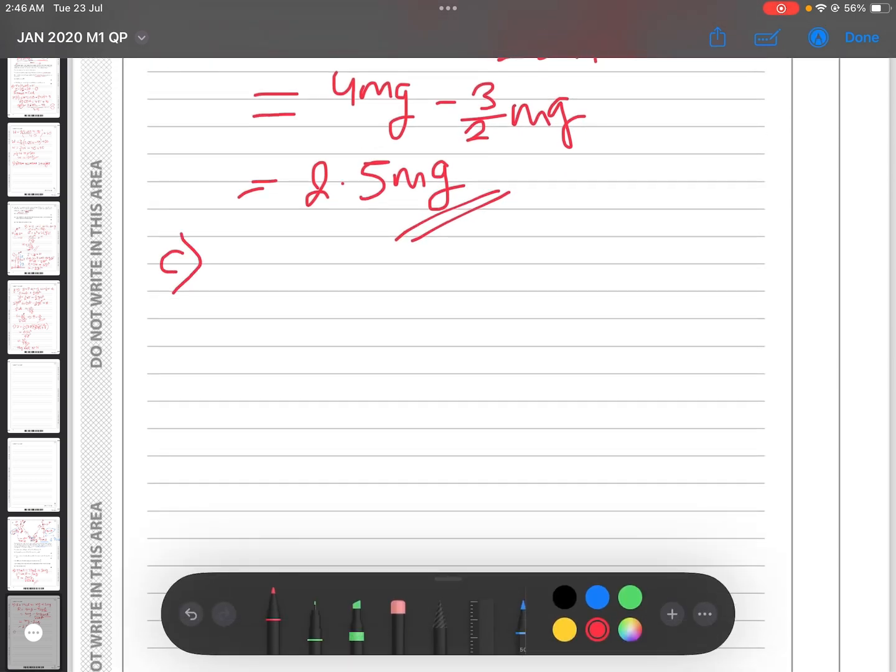Part C. We know the equation for friction, F equals mu R, and mu is the coefficient of friction, which they gave as 4 by 5. So 4 by 5 into the normal reaction force we found, which is 2.5 mg. If we simplify this, we get 19.6 m.